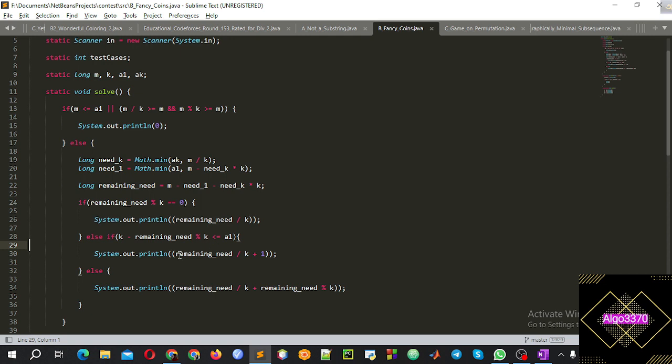If this fulfills our k value, the answer is remaining need by k plus 1 for using the latest k coin here. Otherwise we need to fulfill the total remaining amount by using both types of coin, 1 and k. So then our equation will be remaining need by k plus remaining need percent k. This is our solution of problem B.